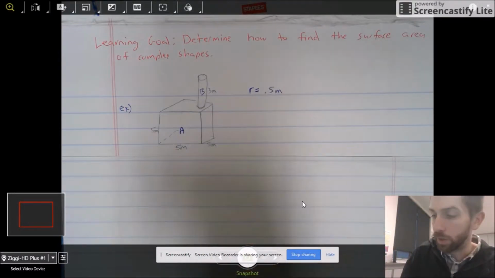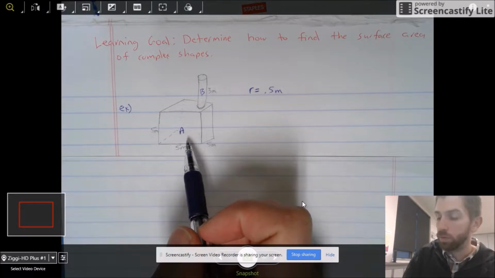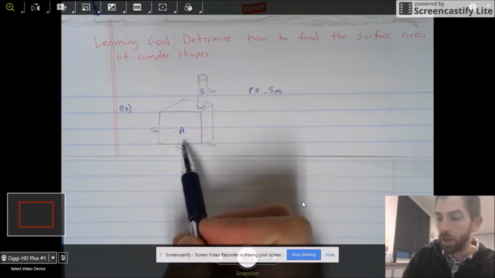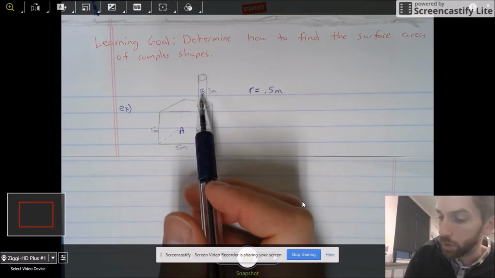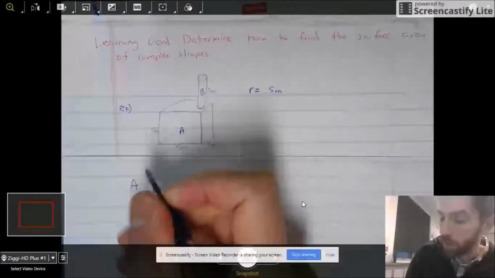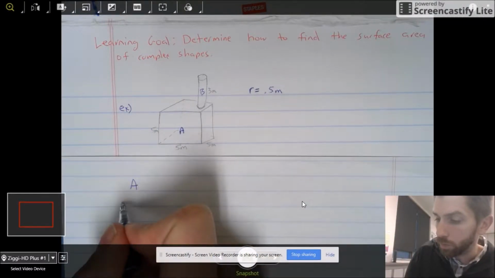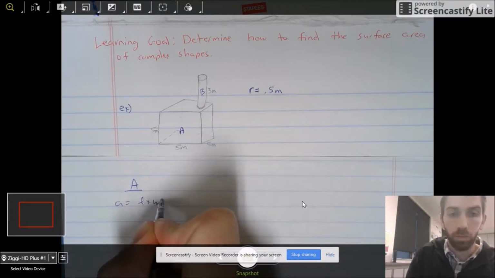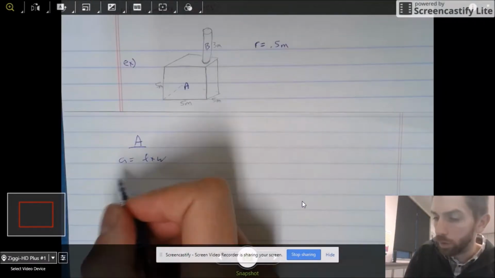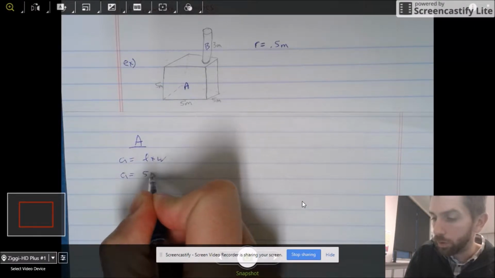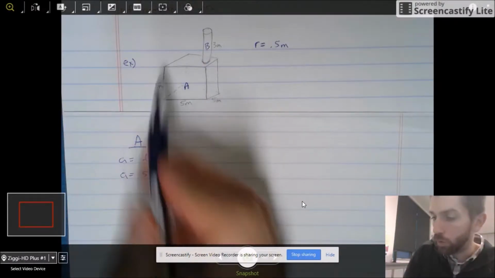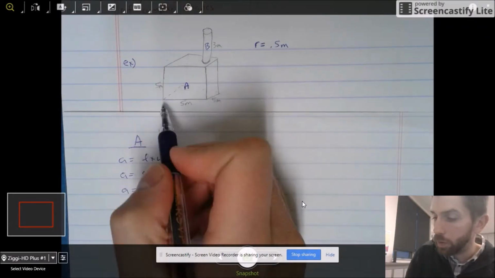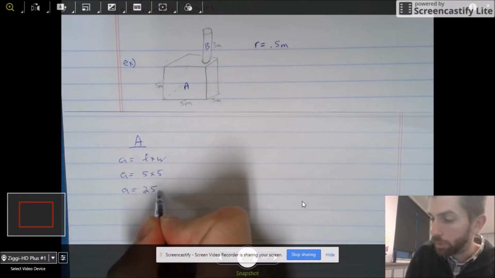So first thing I like to do is identify what the different shapes are in there. I'm going to call one of these faces of my cube A, and I'm going to call my cylinder B. So let's start with A. I know the area of a square face is length times width. So my area is going to be 5 times 5, right? One of these faces is 5 times 5. So my area of one face of my cube is going to be 25 meters squared.